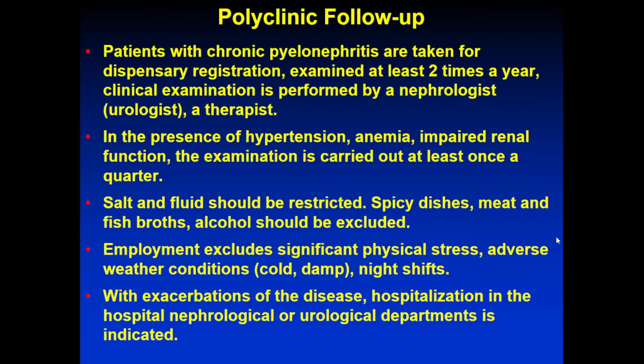What about the polyclinic follow-up? Patients with chronic pyelonephritis are taken for dispensary registration, examined at least 2 times a year. Clinical examination is performed by a nephrologist or urologist and the general physician therapist. In the presence of hypertension, anemia, impaired renal function, the examination is carried out at least once a quarter, once every 3 months, in other words.